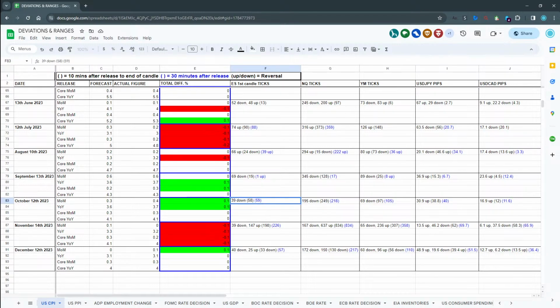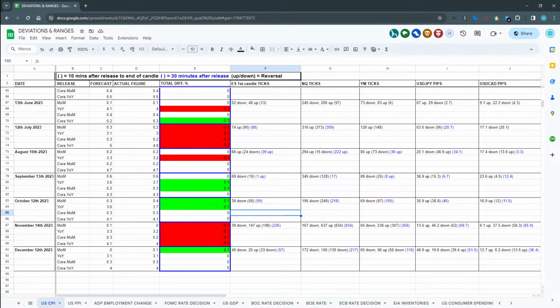So going back to October. This represents the initial market reaction, the number that I've highlighted here, going to the wick of the candle to capture the entire move. And then the figure in the black brackets shows you the movement 10 minutes after the release has come out, going to the end of the candle. And the figure in the blue brackets shows you the market reaction, again going to the end of the candle 30 minutes after the economic release has occurred.